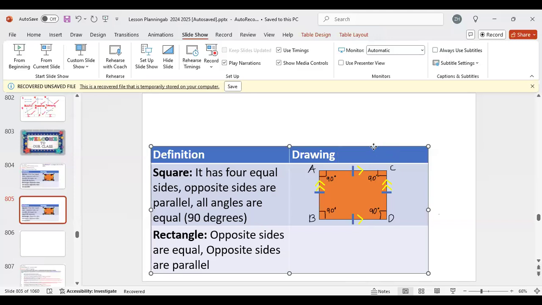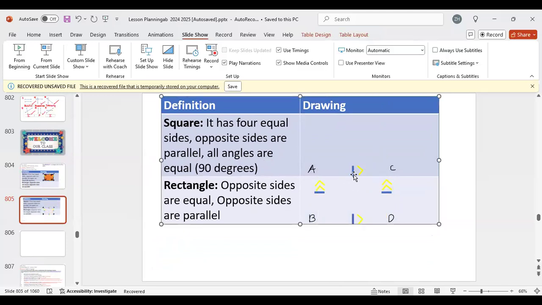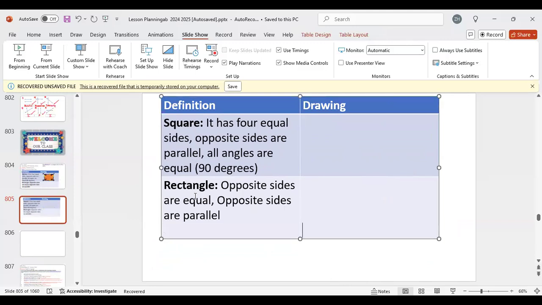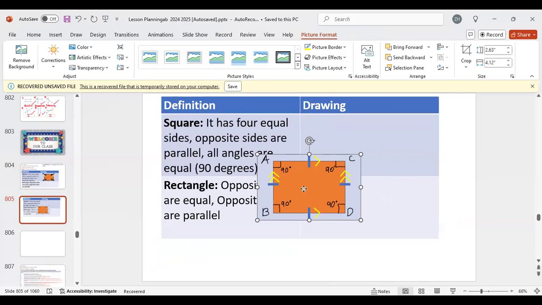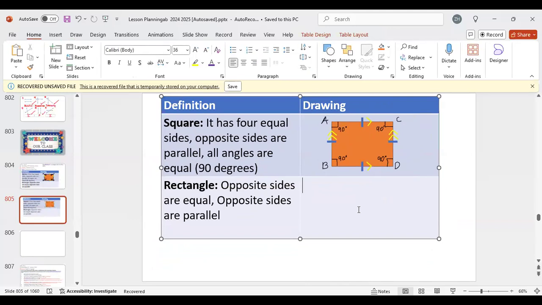So let me move this up. It has 90 degrees too, right? You think so? I think so. Okay. Go ahead. If it's something like a trapezoid or rhombus, it won't have 90 degrees. So let me put this in. This is our square. Now for our rectangle, you're right, all angles are equal. And it's 90 degrees inside.